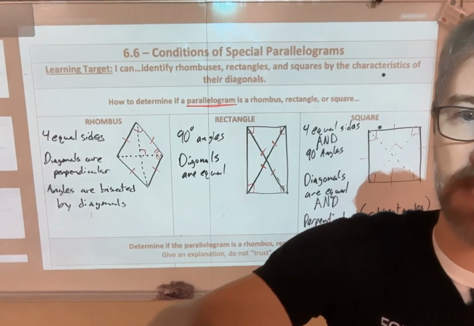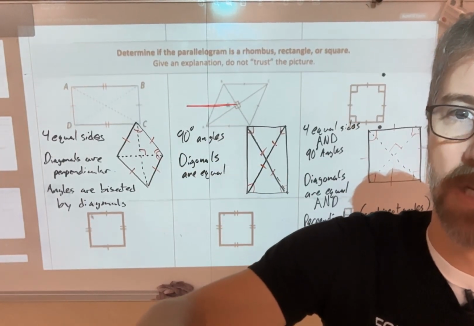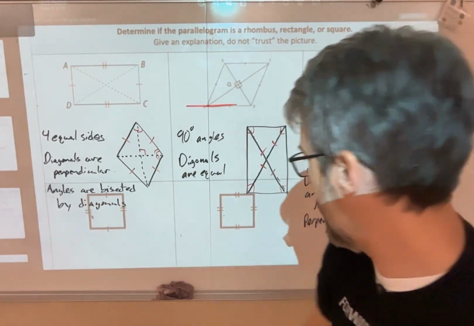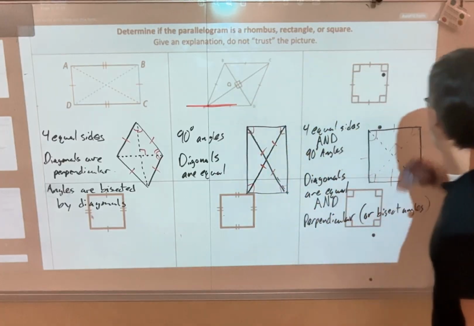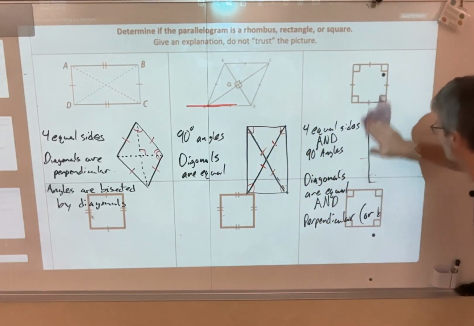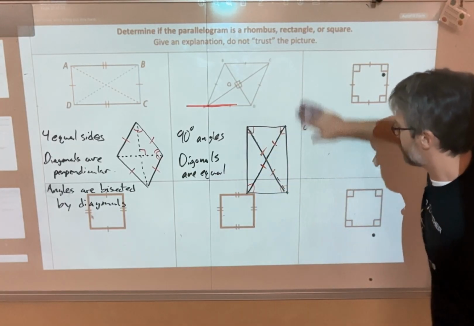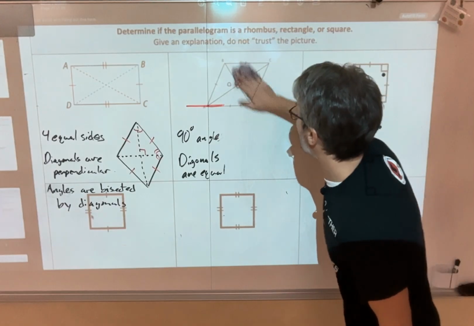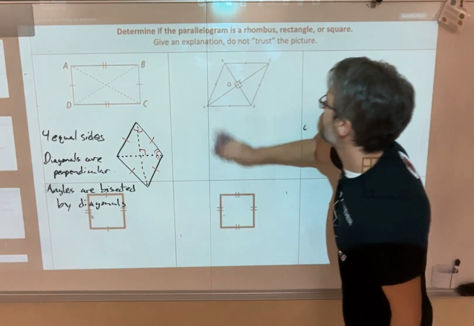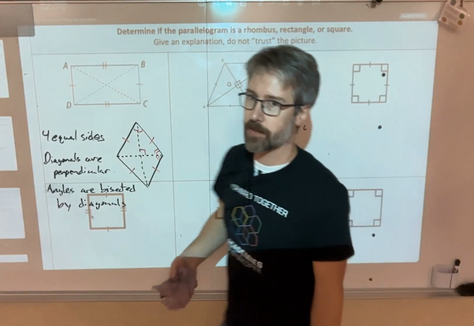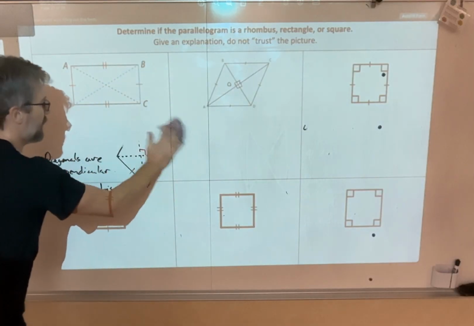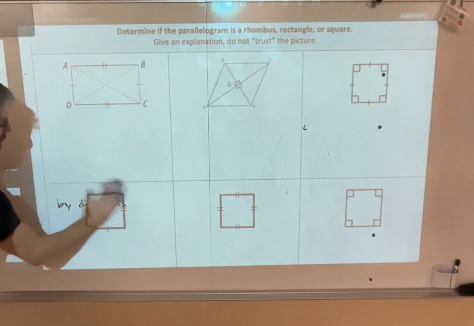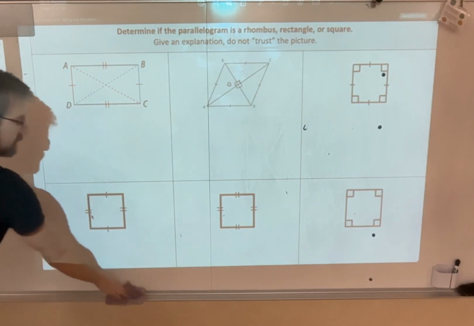Okay, so let's take a look at some examples determining whether or not it's a rectangle, a rhombus, or a square. And notice that in this it says, do not trust the picture, right? We need an explanation. We're not going to trust the picture. We're only going to look at what's given to us.